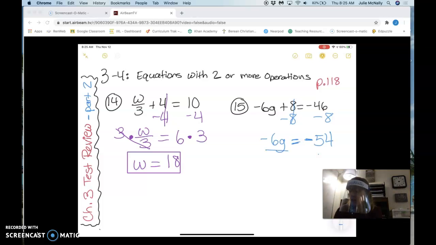Yep, but divide by -6. Don't forget the negative. We got to get rid of it. How do you get rid of it again? Just by dividing by -6 instead of +6. And then -54 divided by -6 is +9. Good.